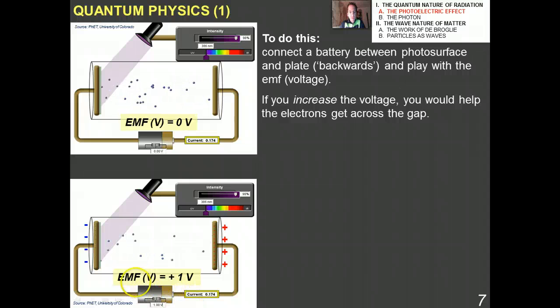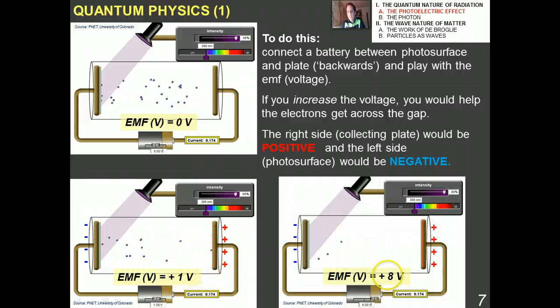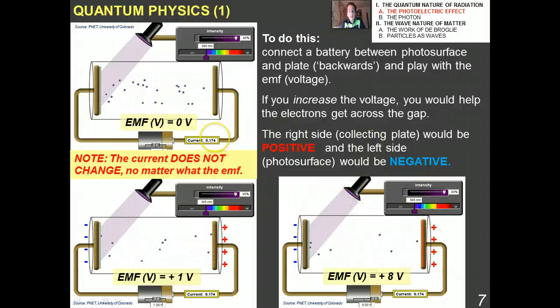So for example, this is an EMF of 1 volt, and you can see how it basically speeds up the electrons, because it's the positive plate. You can think about it as kind of sucking them over to the right hand side. Notice that the current is the same though. If I really increase the potential difference, notice how the current still stays the same. This is very, very interesting. In this case, I still have a positive and a negative. Notice how I have not changed the intensity at all. The current doesn't change no matter what the EMF, in this particular setup.